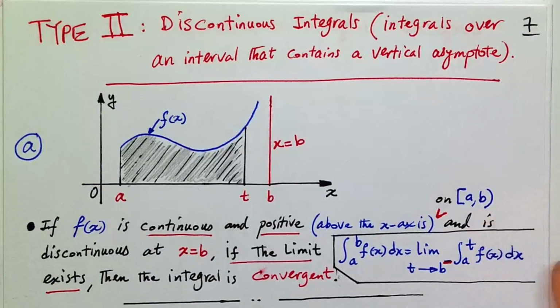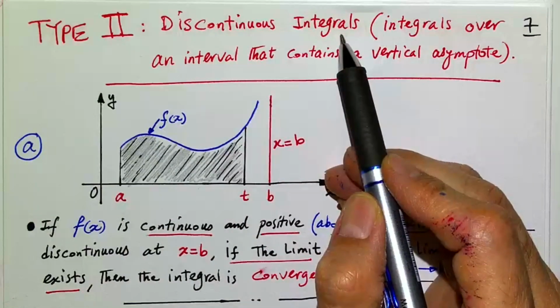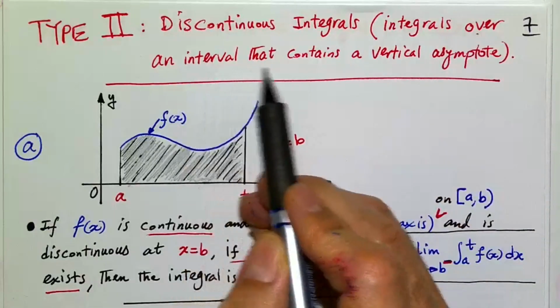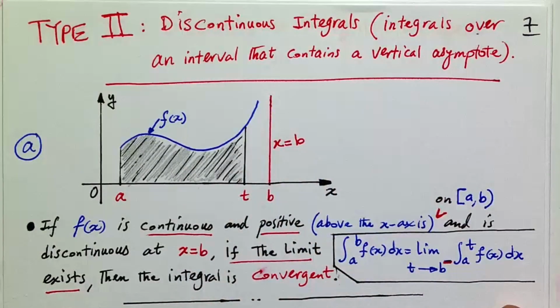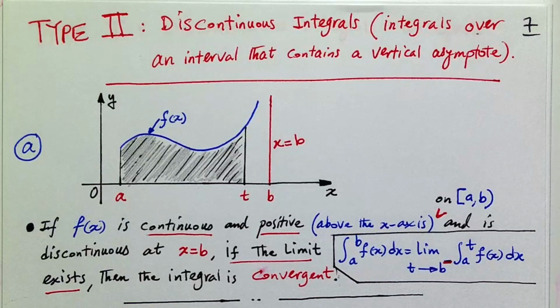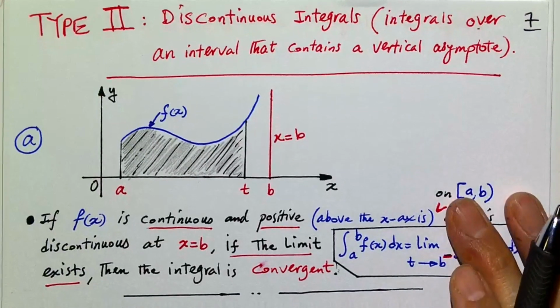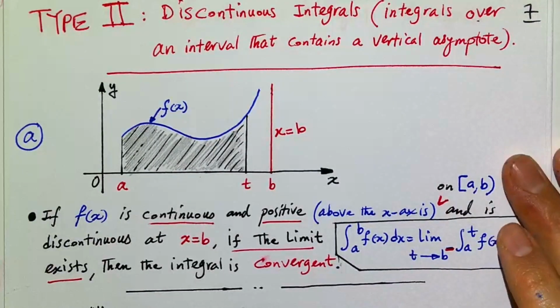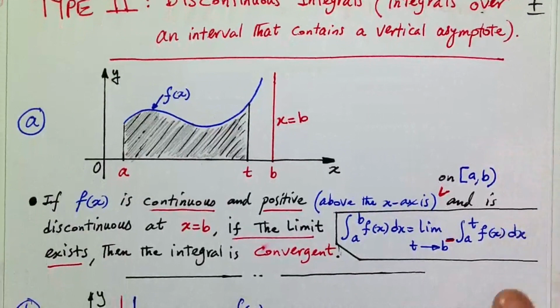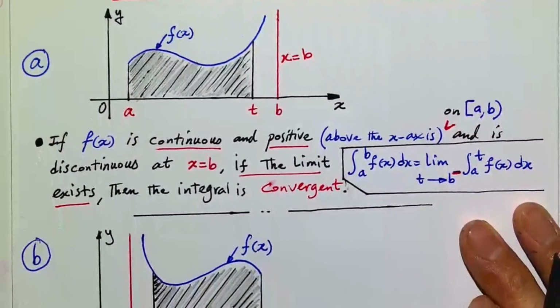All right. So type 2 is discontinuous integrals. That is integrals over an interval that contains a vertical asymptote. So far, every integration that we've done, we could do because the function was continuous over the interval of integration. And that's how we were able to calculate the area under the curve over that interval, which we call the integral. But here, what if we have a discontinuity in the interval of integration? So this is the type 2 type of improper integral.